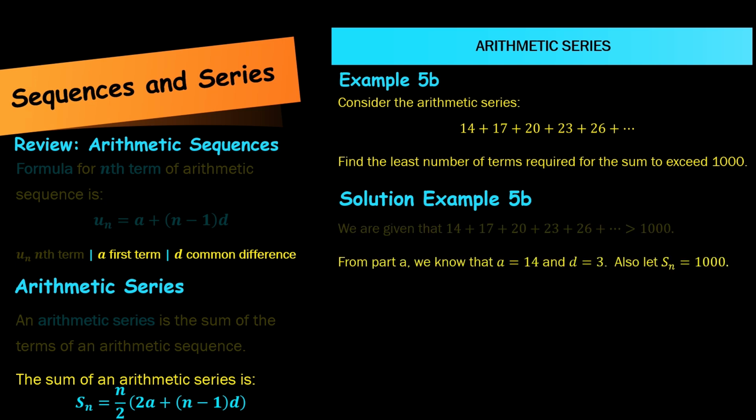Now from part A, we know that a equals 14 and d equals 3. We're also going to let s subscript n equal 1000. Remember, we want the smallest n which allows the sum to exceed 1000, or s subscript n to exceed 1000.